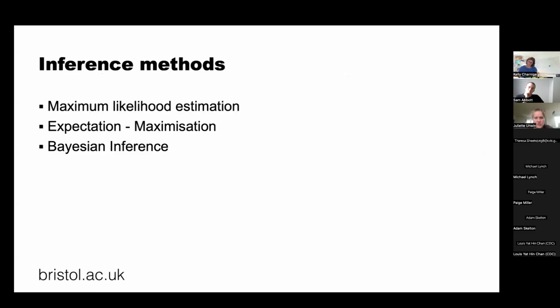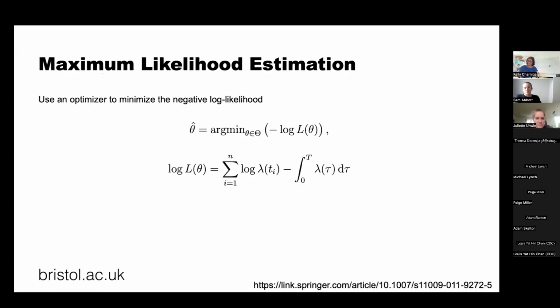So you can fit your model and make parameter inference for Hawkes processes in 3 different ways. So there's maximum likelihood, which is the traditional first frequentist method that you learn in a stats degree. Then expectation maximization, and then also Bayesian inference. So I'm just going to take you through how you would do these 3 types of inference.